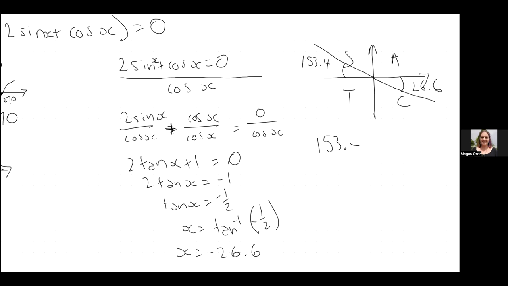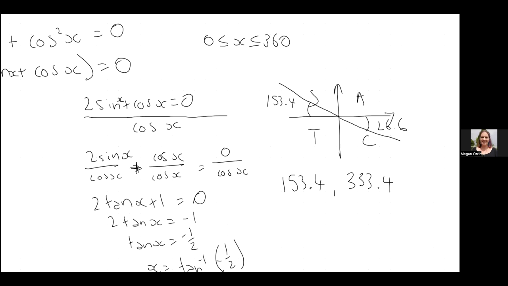Then I also need to keep going. So this angle here is 360 minus that, isn't it? Which is? 360 minus 26.6. Yep. I was very much hoping people would do this. 333.4. Isn't 26.6 negative? You're not allowed to have a negative angle though, because they told us we must be between 0 and 360.